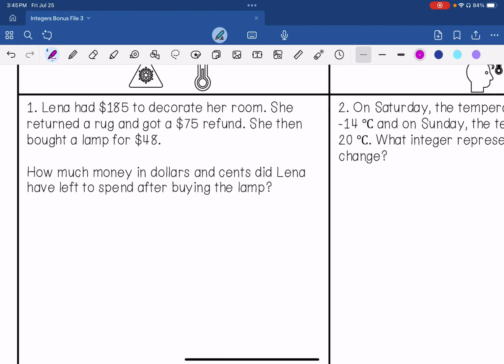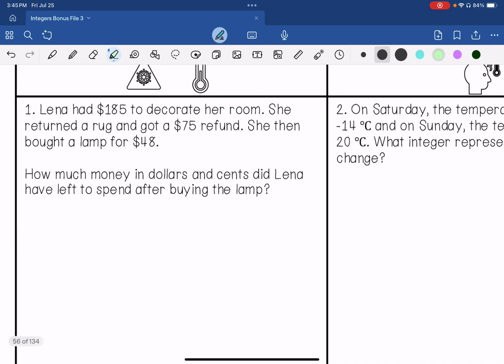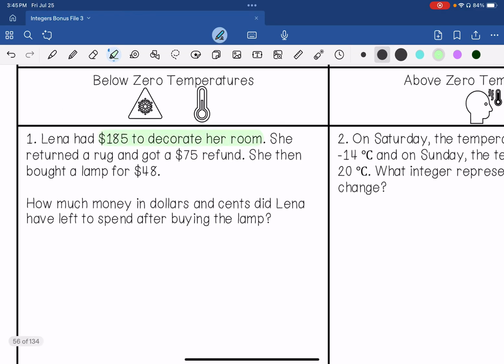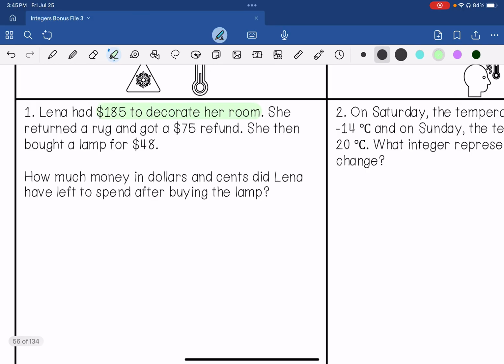Lena has $185 to decorate her room. She returned a rug and got a $75 refund. So that's a positive number. She then bought a lamp for $48. So she lost that $48.